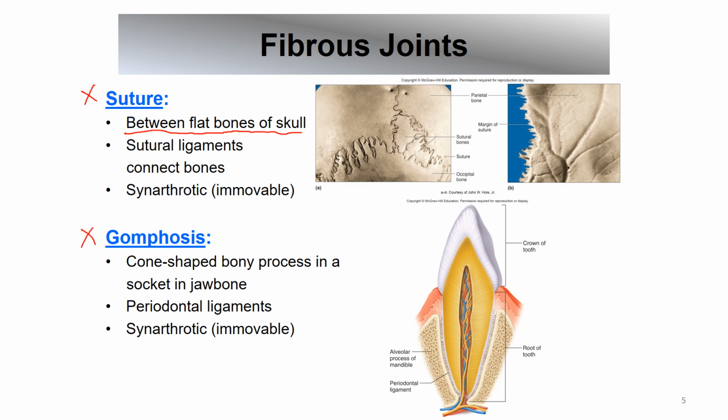Then a gomphosis, this means tooth attachment. And so here you can see in the picture that our teeth are attached to the bones, either to the maxillary and the mandible bones, with tiny little ligaments called the periodontal ligaments. These are synarthrotic. We cannot move these.